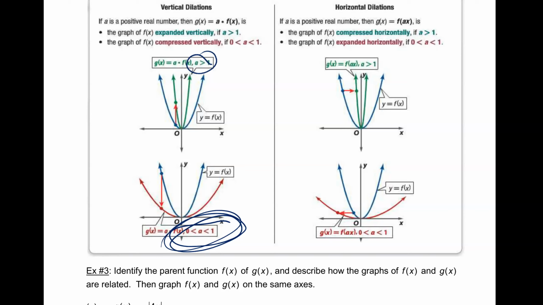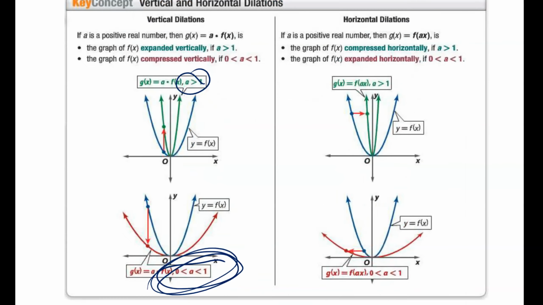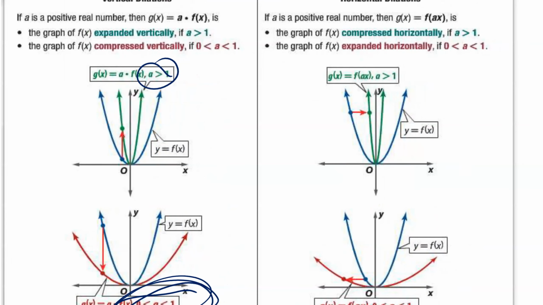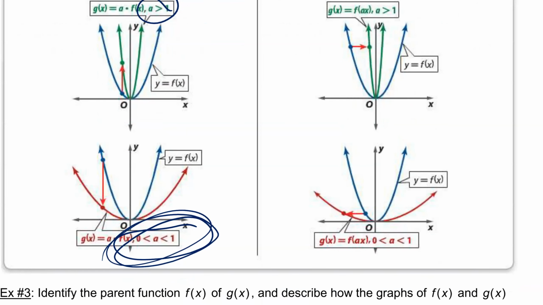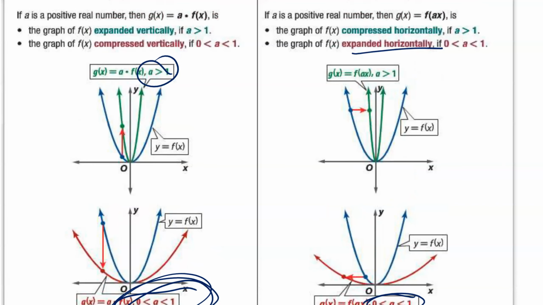Similarly, this is if you have the a inside your function, right? It's not just right outside of it. It's actually inside the function. It will be compressed or expanded horizontally. So if your number is between 0 and 1, it's going to be expanded horizontally. Because think about it: if I multiply every y value by a half, it's going to half the y values, which means it's being pulled, stretched horizontally. That's why it says expanded horizontally.